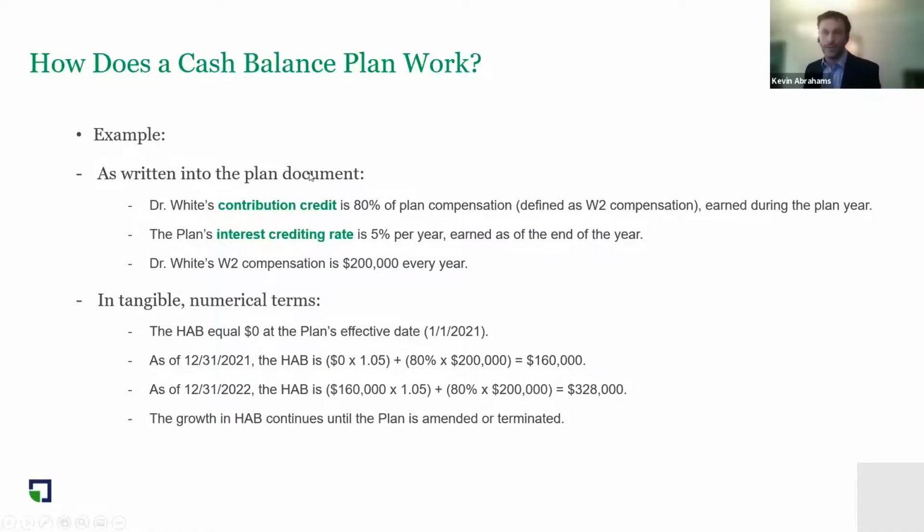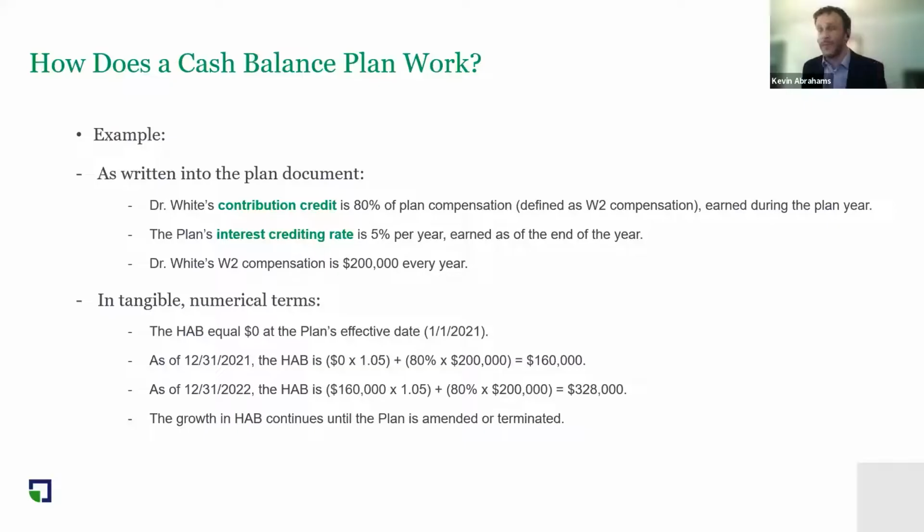Okay, just real quick, an example of what the language looks like and numerically what it looks like. Here's Dr. White. Her compensation is $200,000 every year, similar to the prior doctor I had at the top. We've designed the plan based on her goals, for deduction purposes, what she has available, and how long she expects to have the plan. We've set up a contribution credit of 80% of her compensation.